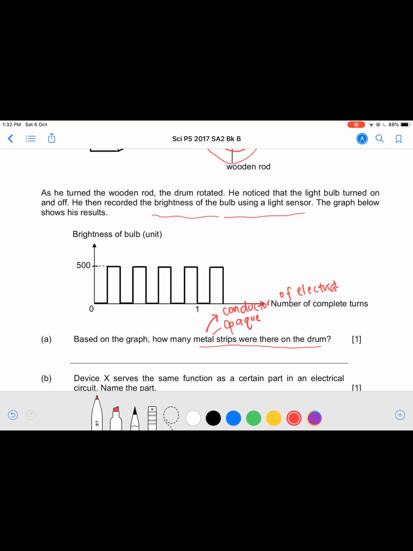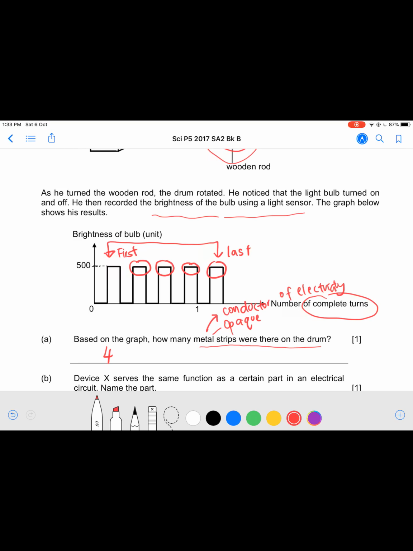Alright, now the answer is actually 4 and not 5, because for one complete round, it means that the last part here is actually going back to the first one. Do you get what I'm talking about? So for a complete turn, you actually go back to the original. So that means the last strip is actually the same as the first strip. So we don't count that as another strip, because your complete round means you will have returned back to the original position. So there's actually only a total of 4.